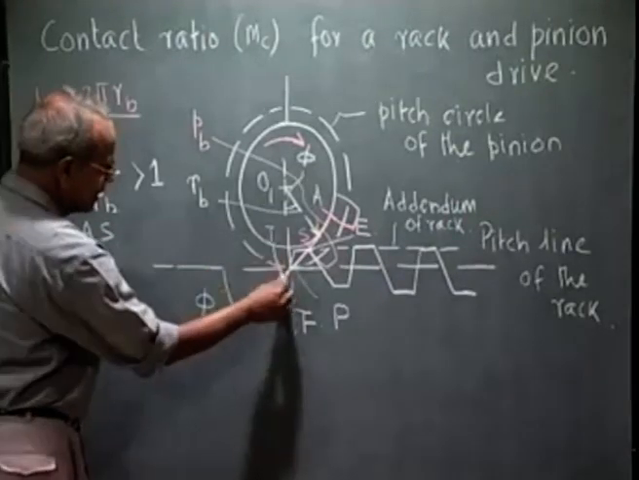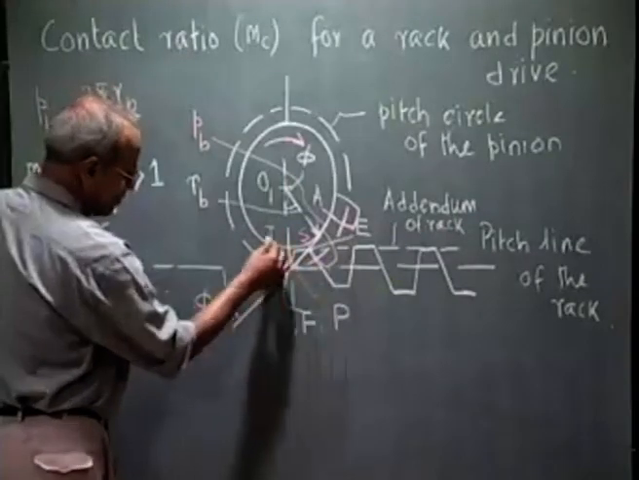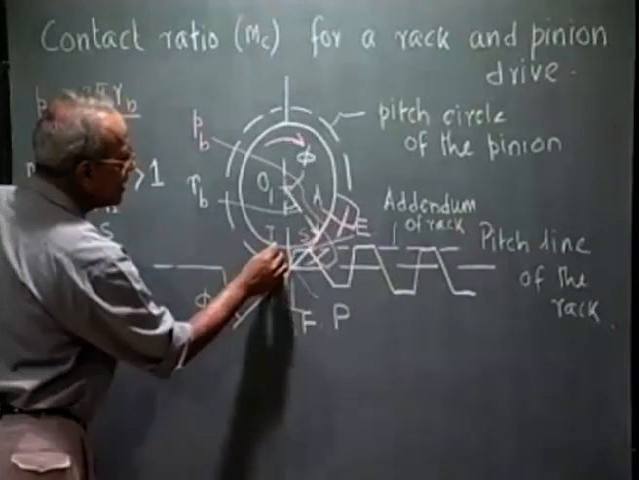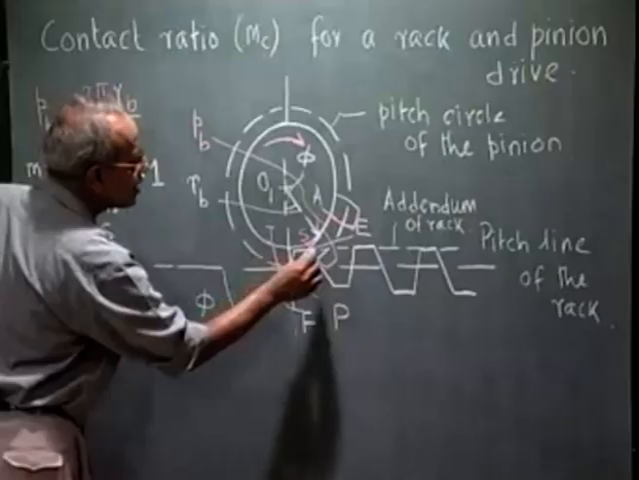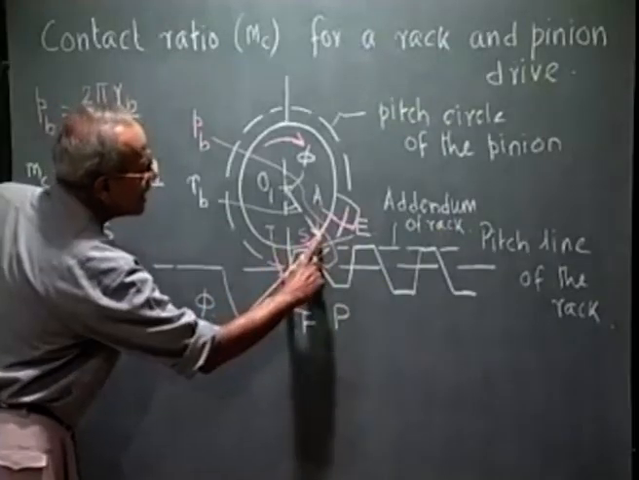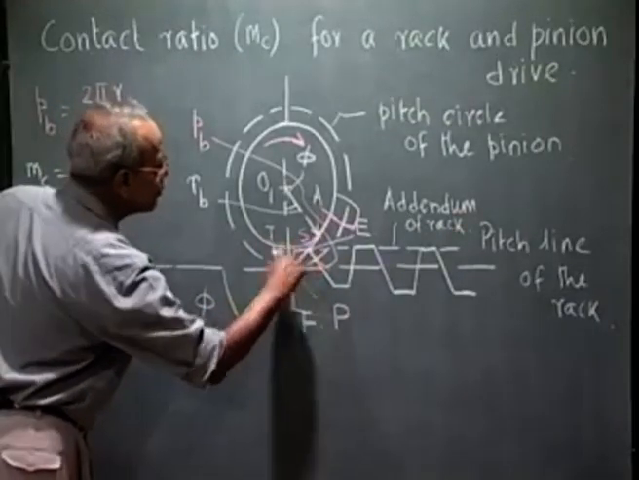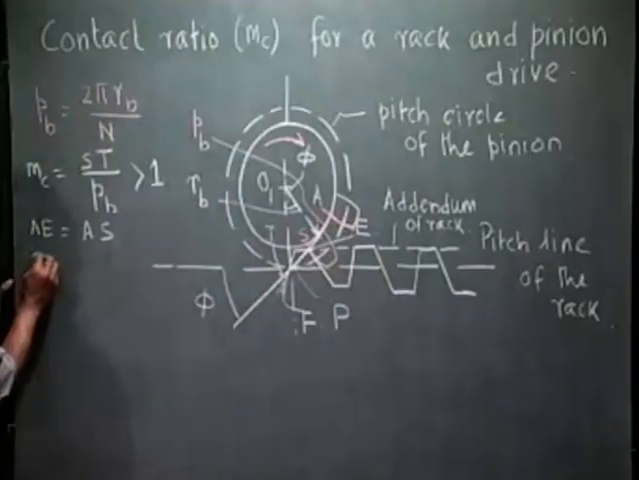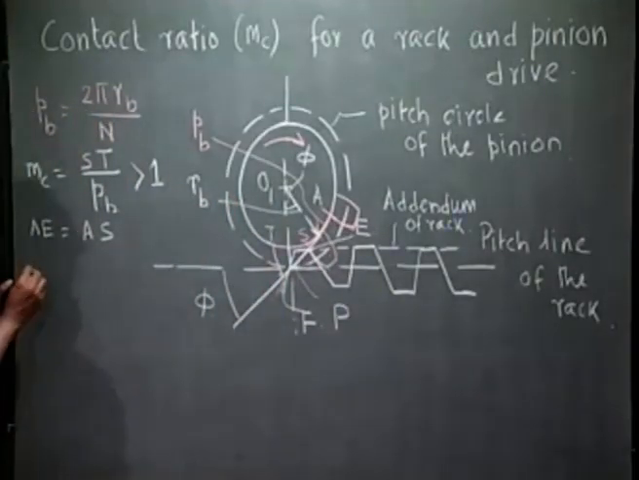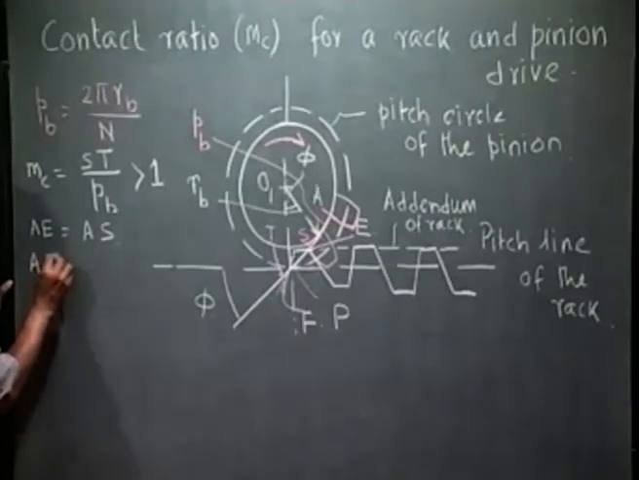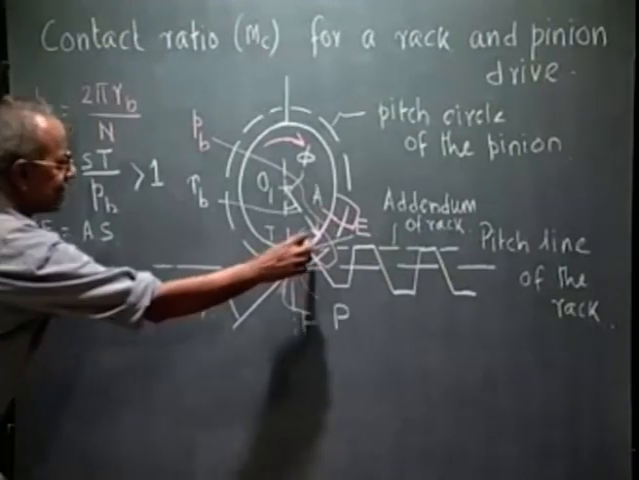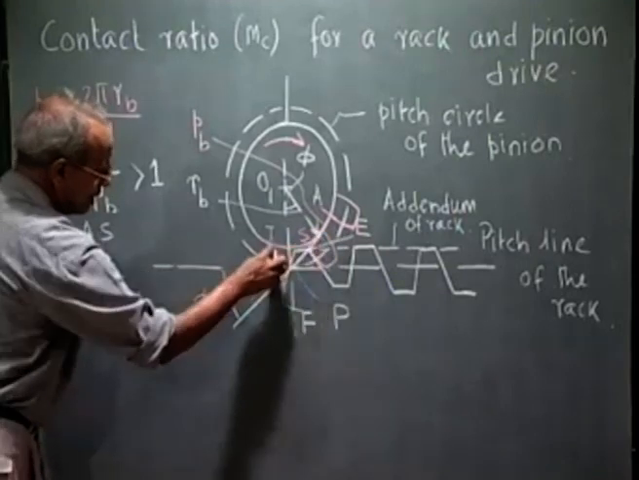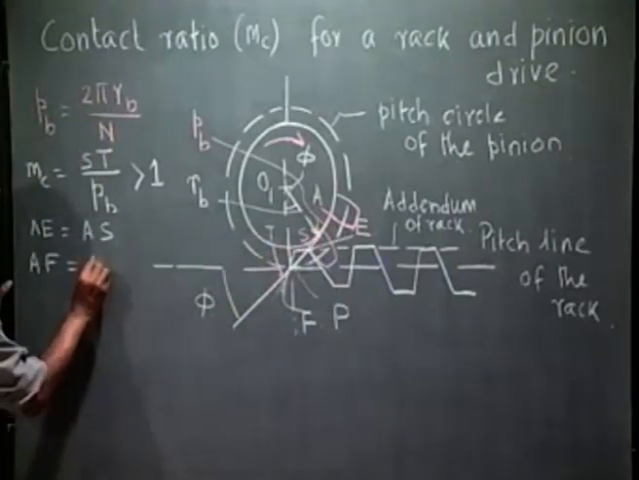Similarly, this is also an involute from the same base circle, the same tooth. So, AT, measured along the base circle, will be AF, that is the length of the string which has been unwound from this base circle. So, AT is AF. The length of the string AF is the length of the circular arc from A to T.